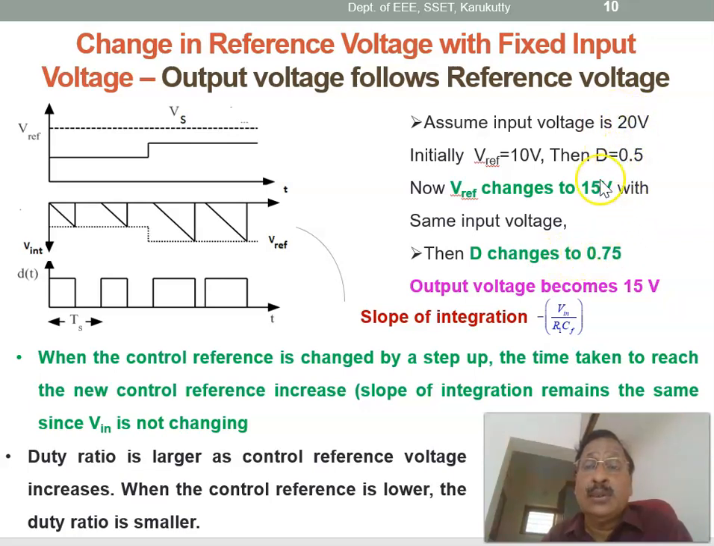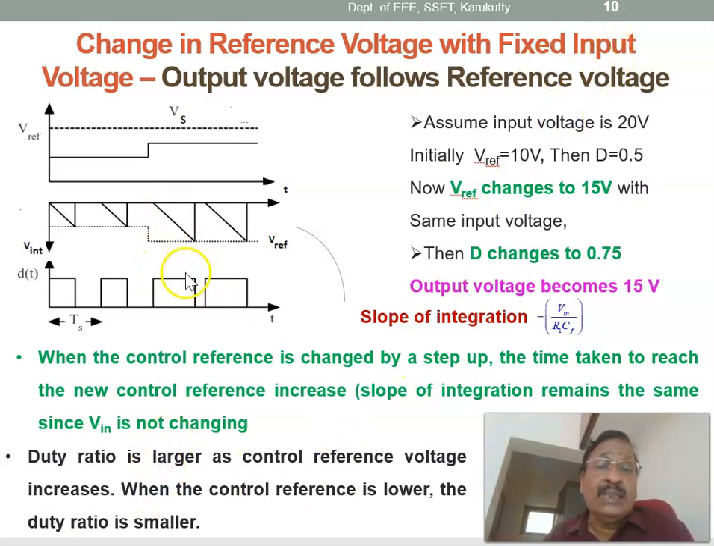Now the output voltage equal to 20 and input voltage equal to 15 means the duty ratio or duty cycle will become 0.75. Because the input voltage is 20, the duty cycle is now increased from 0.5 to 0.75. Now the output voltage reaches the reference voltage 15 volts. That is how the one cycle control works as the reference voltage changes.